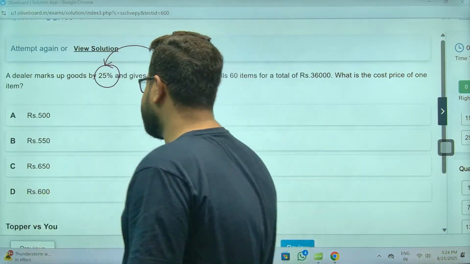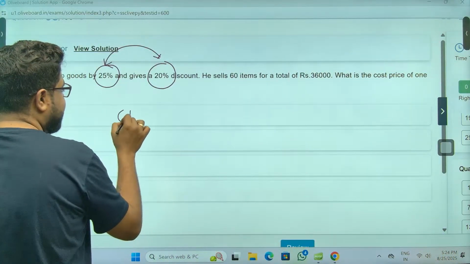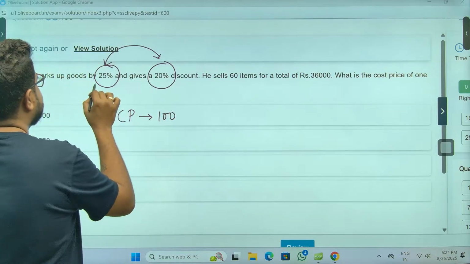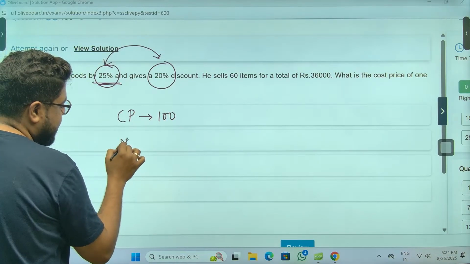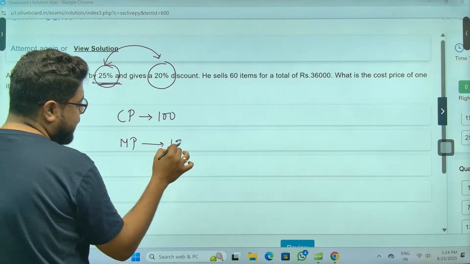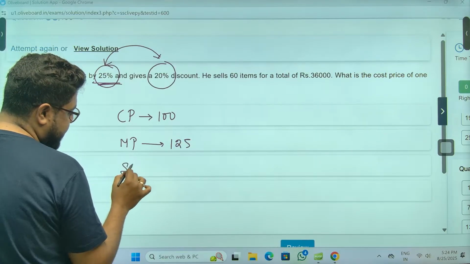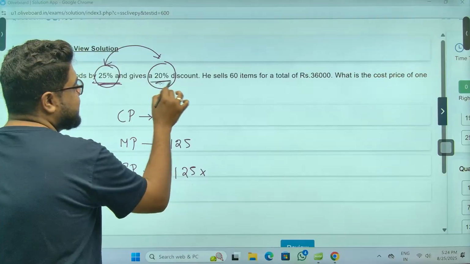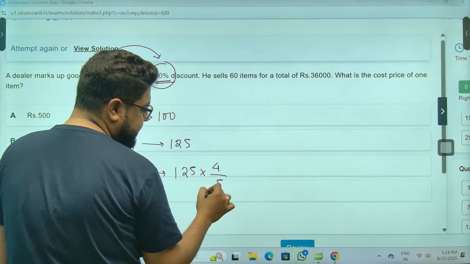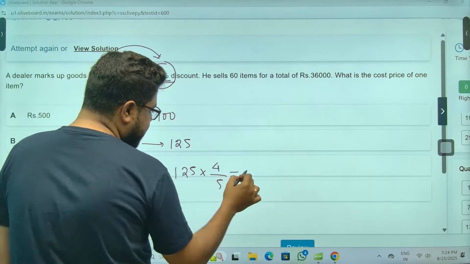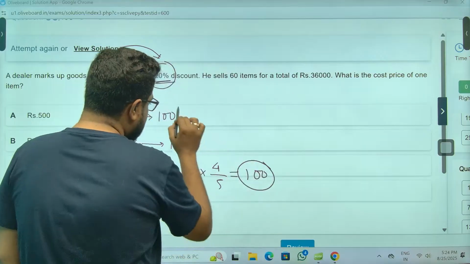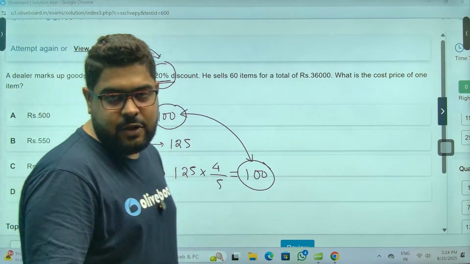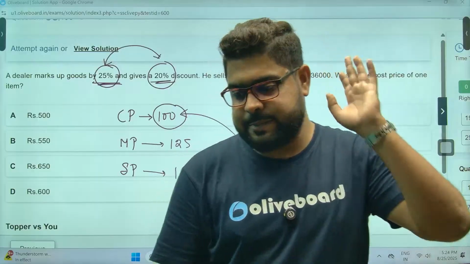You can check. CP 100 rupees. Sir, that means marks up, meaning MP will become 25% more, meaning 125. Discount of 20%, meaning 80% of 125 is the SP. Sir, you end up getting to 100 rupees. So you see CP and SP is the same. There is no profit. Whatever is CP, that is the SP.